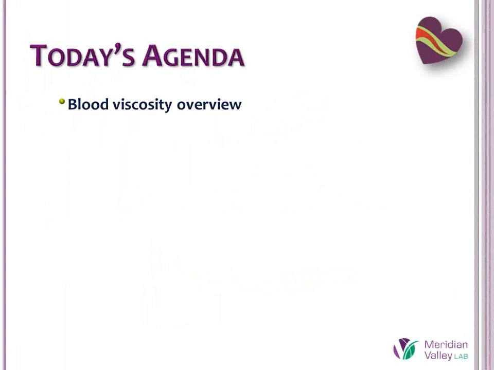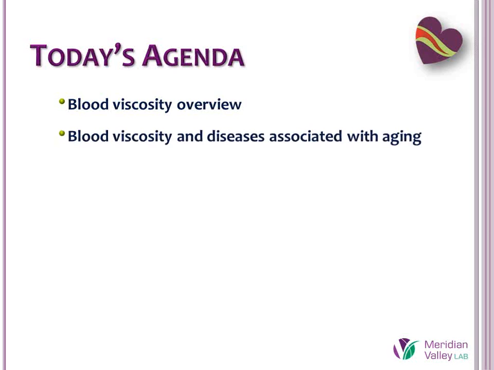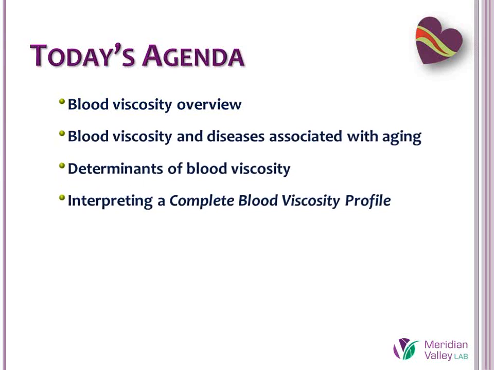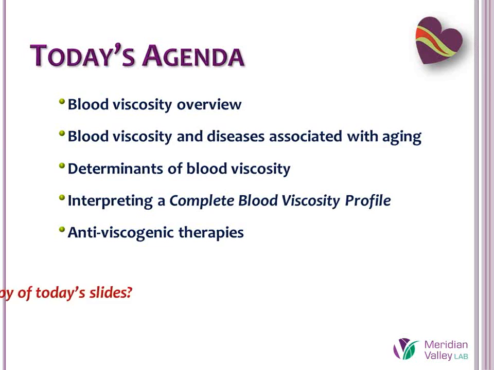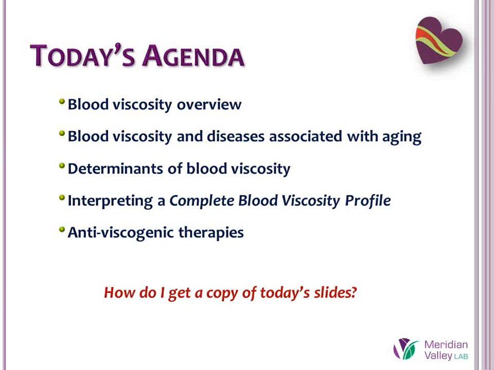Today we're going to start with an overview of blood viscosity and how it's associated with diseases of aging. We'll go over the factors determining blood viscosity which are important in targeting treatment, how to interpret Meridian Valley Lab's complete blood viscosity profile, and briefly touch on anti-viscogenic therapies. And at the end of the webinar, I will answer the one question that we are always asked: how do I get a copy of today's slides? So let's dive in.